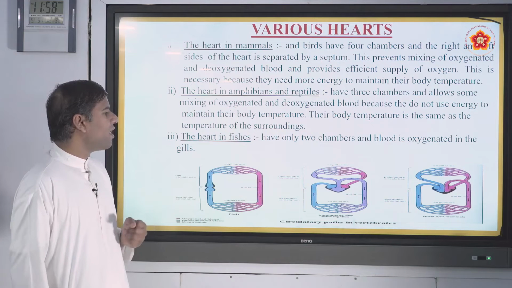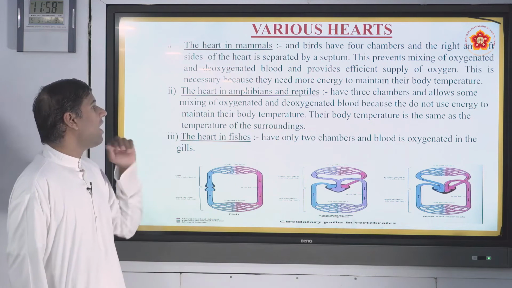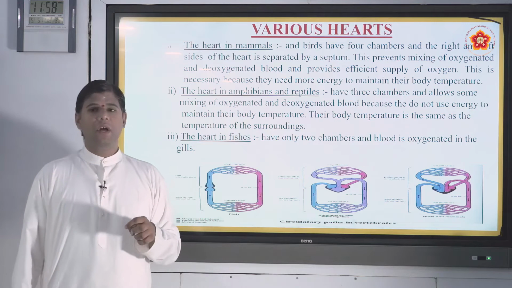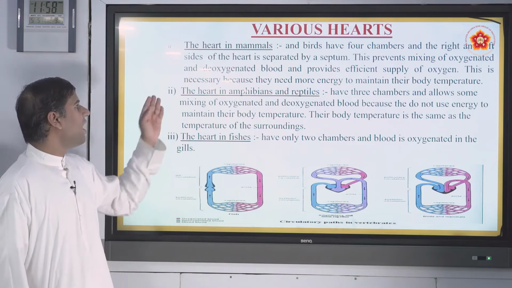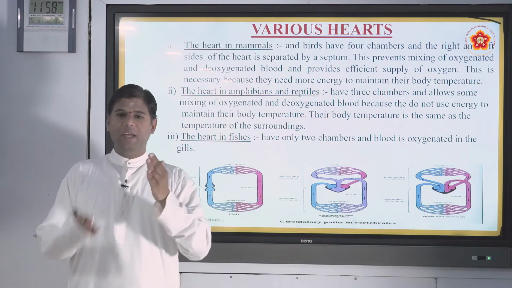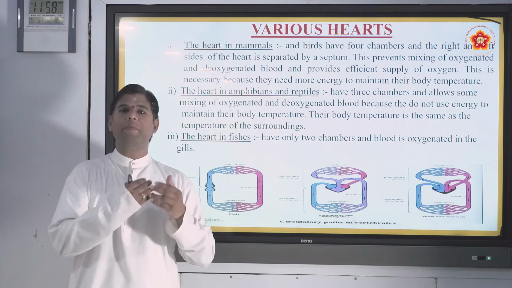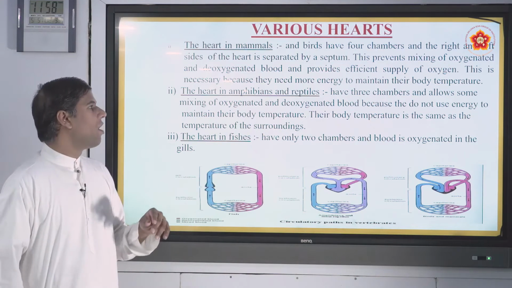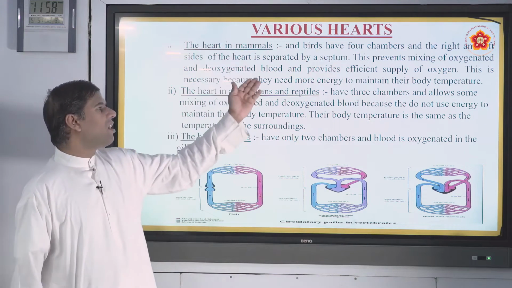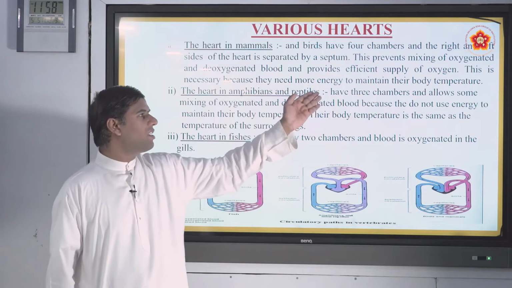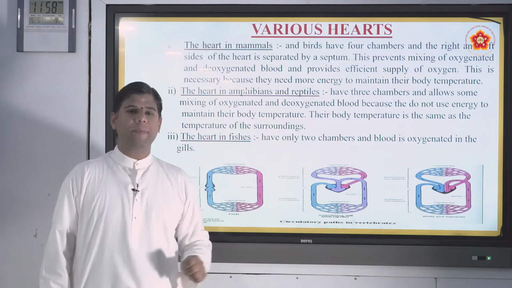And coming back to the various types of hearts, the heart in mammals and birds is 4-chambered, and the right and left chambers of the heart are separated by a septum. The septum is a separation which prevents the mixing of the oxygenated and deoxygenated blood, and that provides an efficient supply of oxygen. This is necessary because more energy is needed to maintain the body temperature.